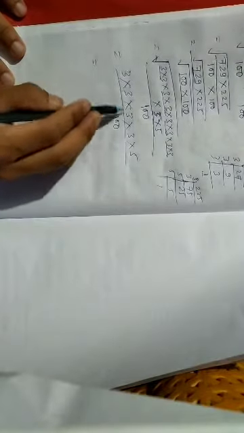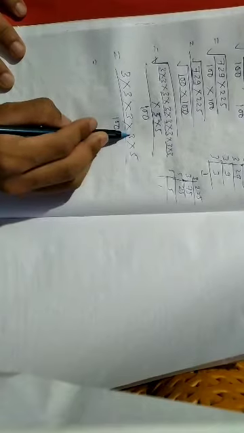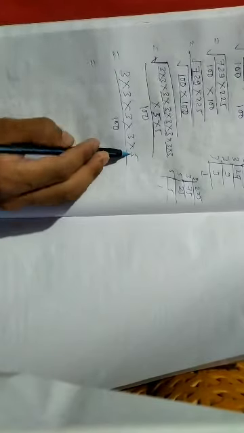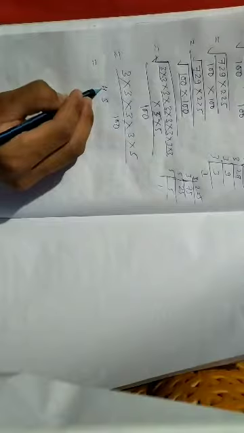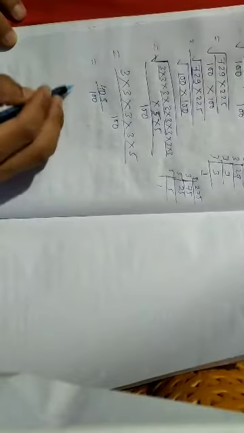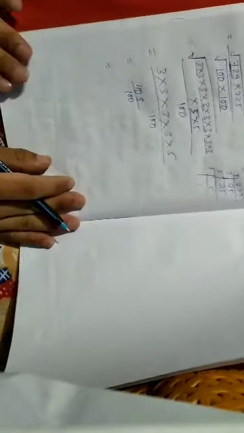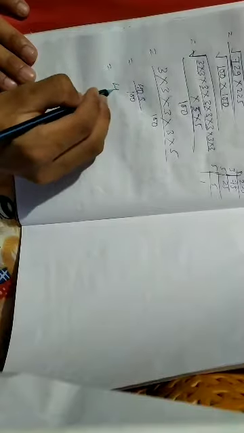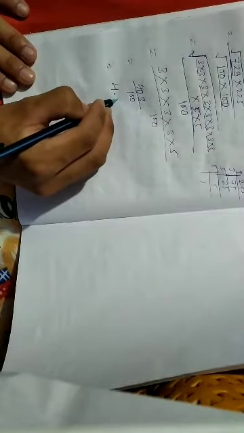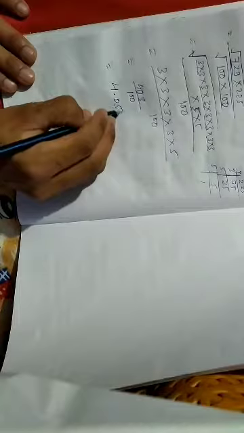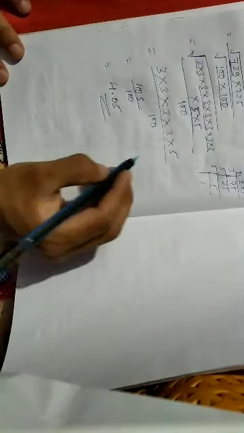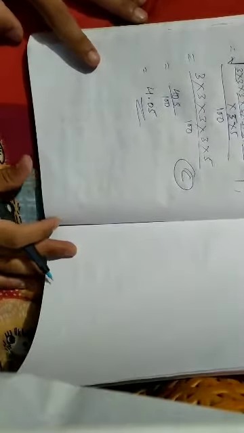3 3s are 9, 9 3s are 27, 27 3s are 81, 81 5s are how much? 405 divided by 100, right? So what is 405 by 100? Obviously it is 4.05. Okay, so this is the answer. In a similar way you can do number C as a homework. So this is your homework.